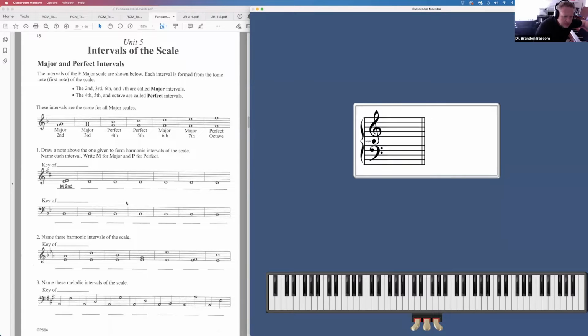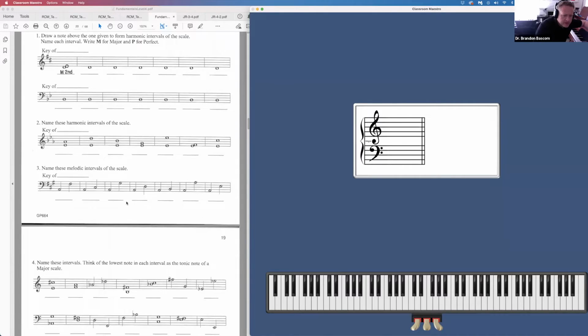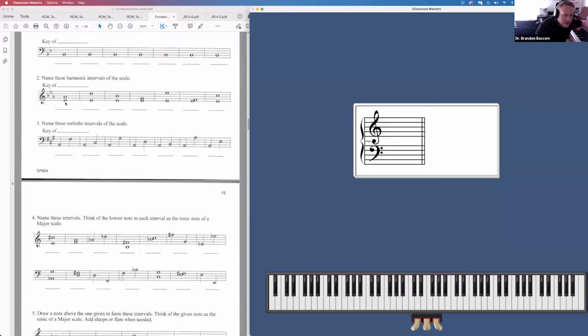In part 2, we are naming harmonic intervals. Remember, harmonic intervals come at the same time. They're stacked on top of each other. And melodic intervals come one note at a time, just like notes of a melody. So we're going to identify the key and identify the type of intervals in parts 2 and 3.